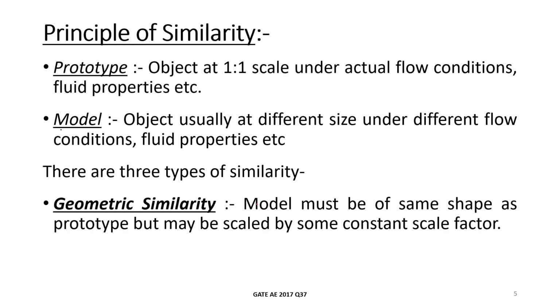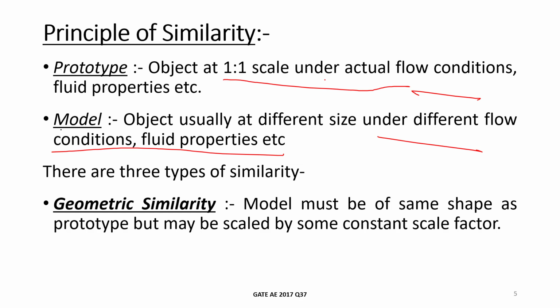We will talk about the principle of similarity. So first we will talk about what is prototype and model. Prototype is the object which is at 1:1 scale under actual flow condition and fluid property, whereas the model is at a different size, with a different flow condition and fluid property. So based on this prototype and model, there are three types of similarity.